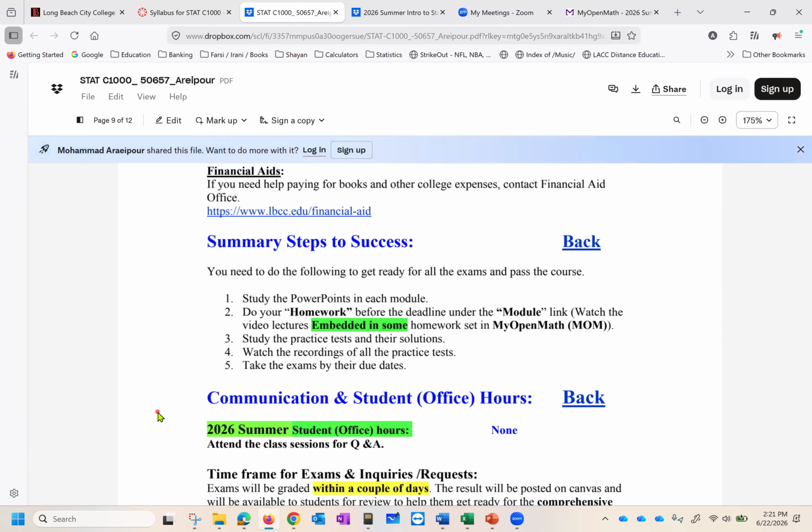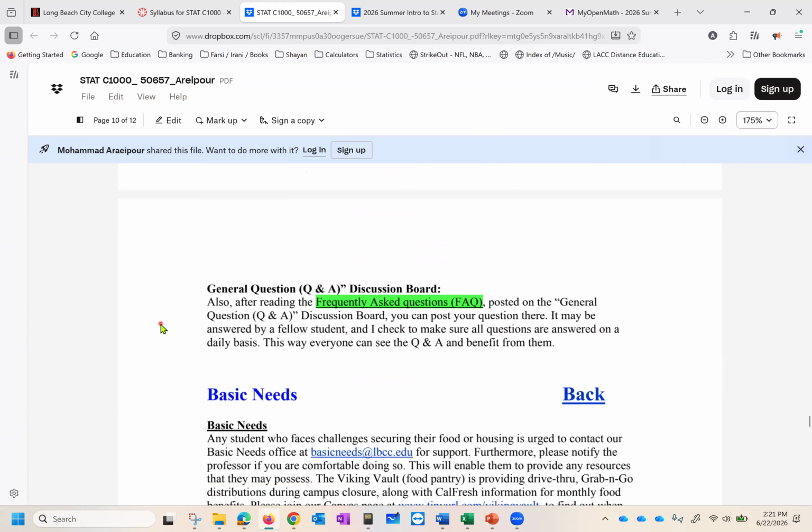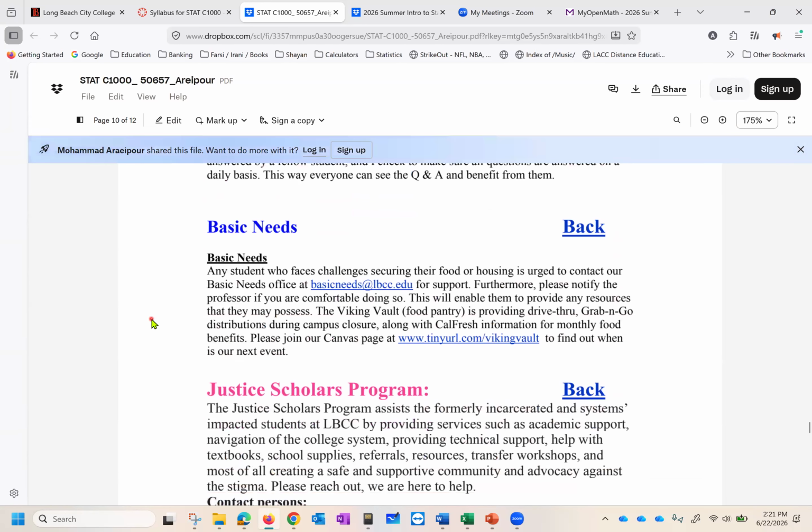Summary steps to success. In order to be successful, study the PowerPoints in each module. Do your homework. There are some video lectures you can watch, or there are some video lectures that are embedded in some of the homework. Study the practice test and their solution. Watch the recordings of all the practice tests. Take the exam. There are no office hours for summer. There are some websites that you may find helpful.